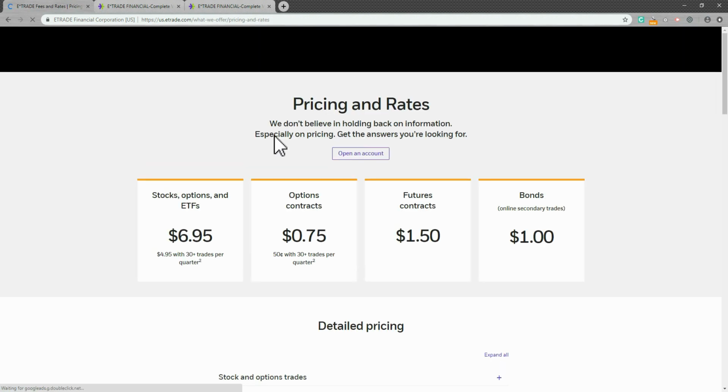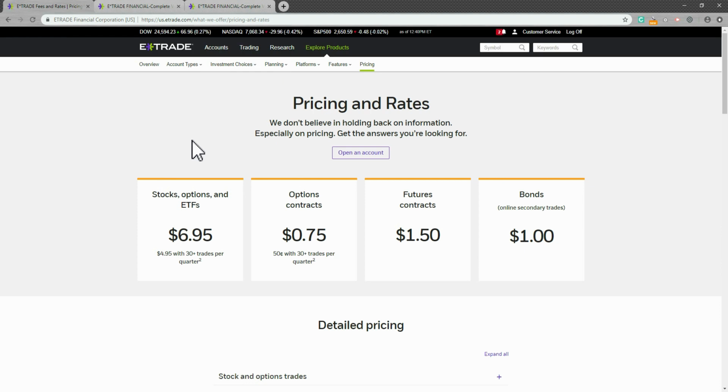So with pricing with Etrade, the pricing is not really that different from Capital One Investing, but these are the prices. You make your trades or your investments. Your transaction fee is $6.95, etc. You can see that here.